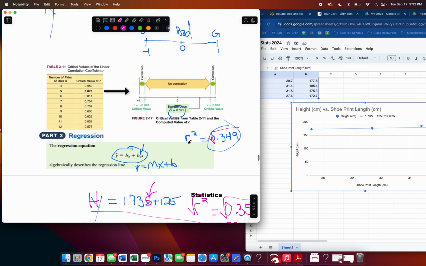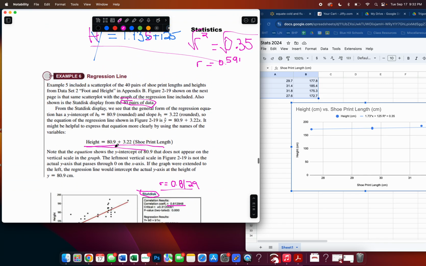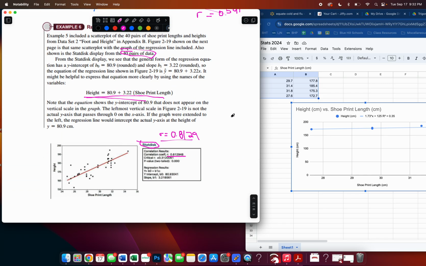And what is considered acceptable? Well, now we have 40 pairs of data, and even 12 pairs of data only requires that r be 0.576 for a critical value of r, so this is definitely higher. This shows that yes, if I use all 40 pieces of data, I do in fact have a linear correlation between the two. How fancy. So there is how that works, all right?